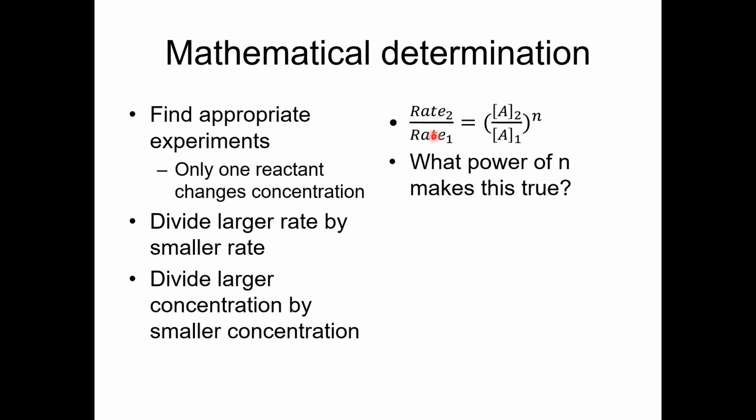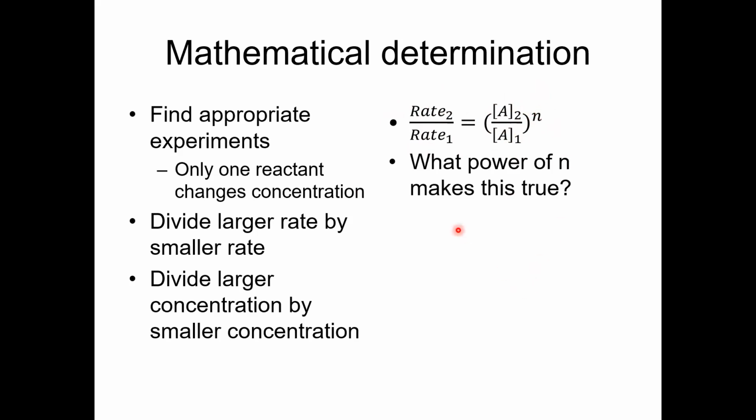So if this doubles, I would have a 2 on this side. And if the rate doubled, well, to make 2 equal to 2 to the n, n has to be 1. So n is the order of the reaction. If the concentrations only tripled, but the rate goes up by 9, then in order to make this statement true, I would have 9 equal to 3 to some power n, and that would be 2.